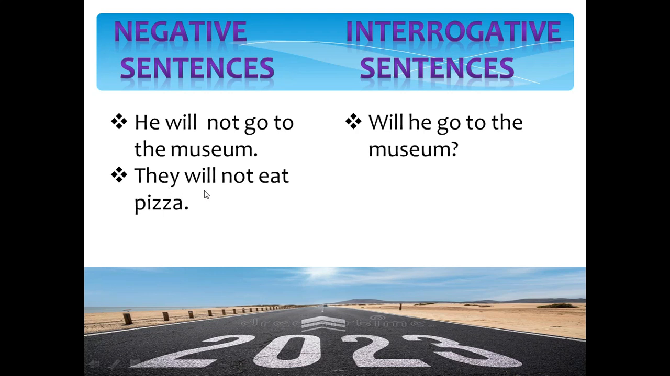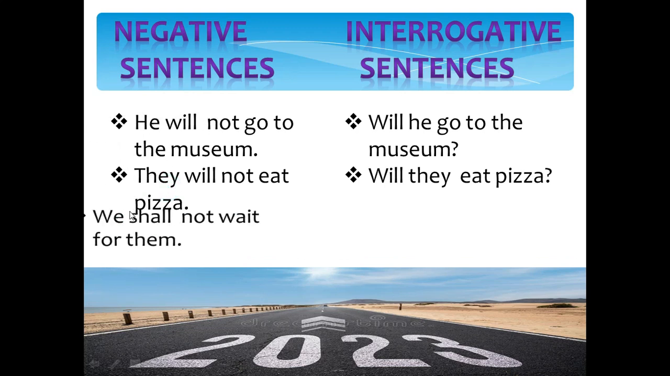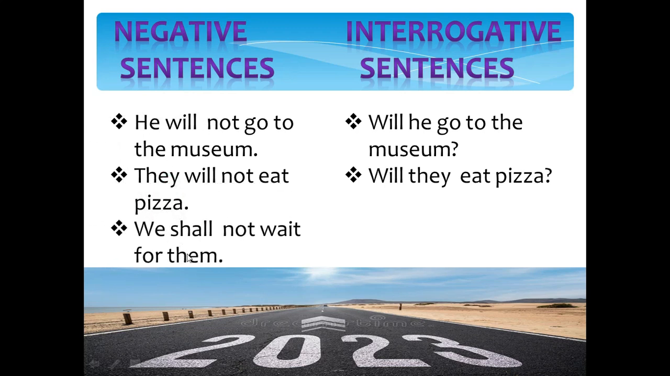Then come to the second sentence. They will not eat pizza. Again for the interrogative sentence you have to skip not and put will before the subject. So it will become will they eat pizza? Then come to the third sentence. We shall not wait for them. Here again you will put the helping verb before the subject. So it will become shall we wait for them? This is a suggestion. Shall we wait for them? So this is how we make negative and interrogative sentences in future tense.